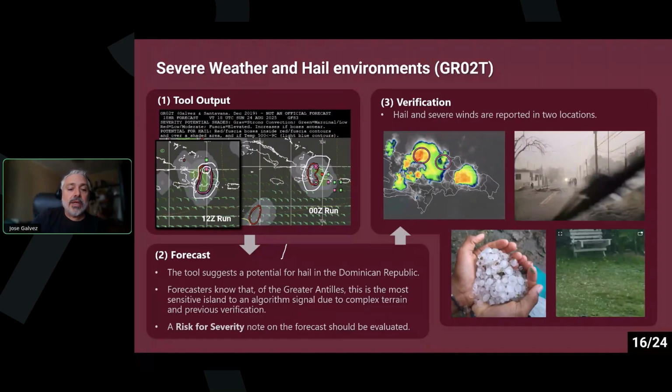And then you will correct your forecast, including risk for severity, right? And then in this particular location, this is what they did, and then this is the verification. So the algorithm showed that, and then they were able to receive hail in these two locations, severe weather and hail. And you can see that there were some trees, some limbs down, blocking the roads, heavy rainfall, and hail.